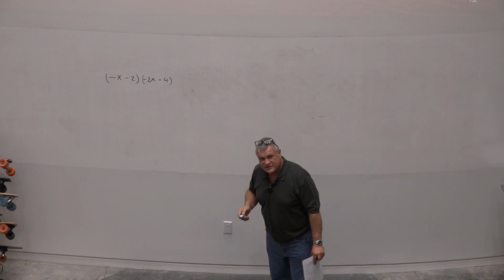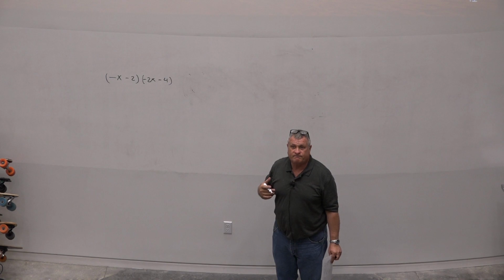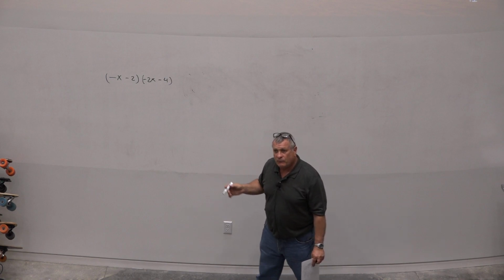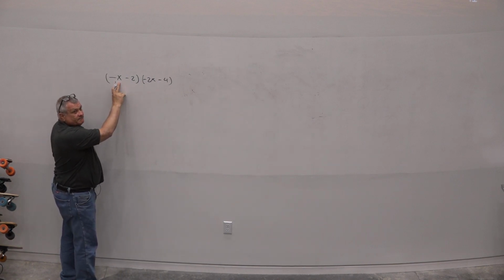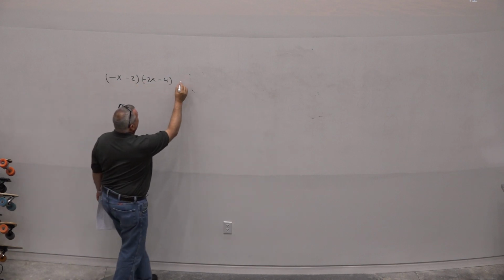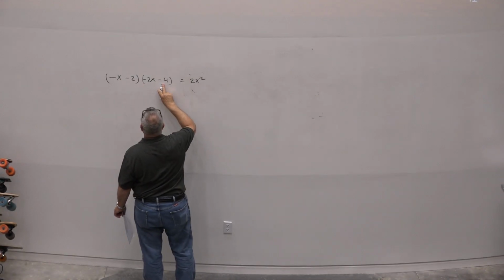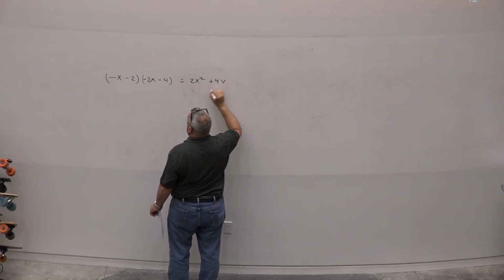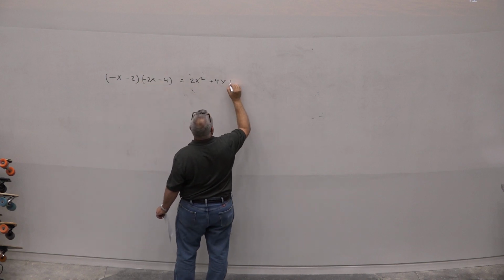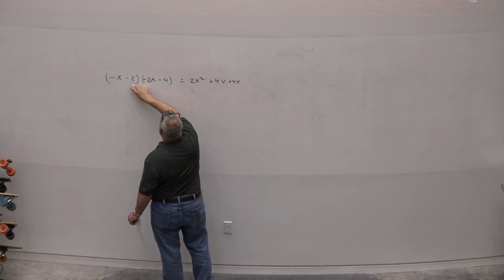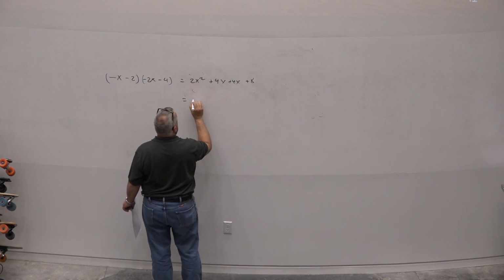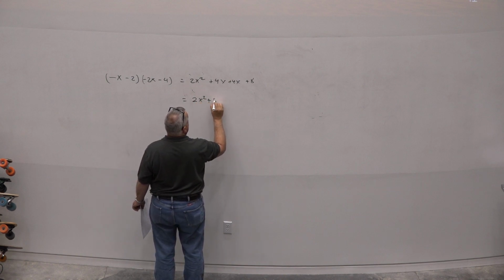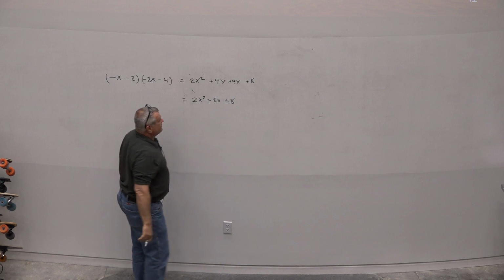When you see what this is, it's hard to see how it would factor. But when we put this together, this is the opposite of factoring. We're just foiling, right? Minus x times this gives me a positive 2x squared. Minus x times this gives me a positive 4x. Minus times a minus, positive 4x. And minus 2 times this, positive 8, equals 2x squared plus 8x plus 8.